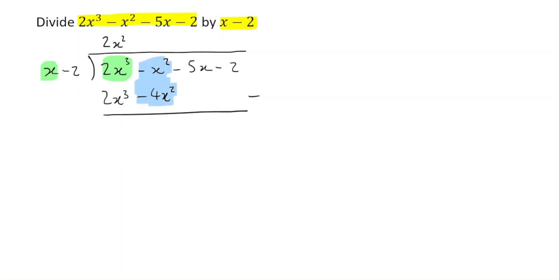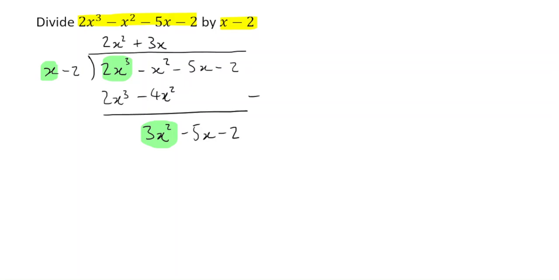Minus x squared minus 4x squared is plus 4x squared. So we get there 3x squared. The minus 5x and the minus 2, they remain in place. Okay, now then, 3x squared is our leading term. And so we're going to divide that through by x. It's going to give us plus 3x there.